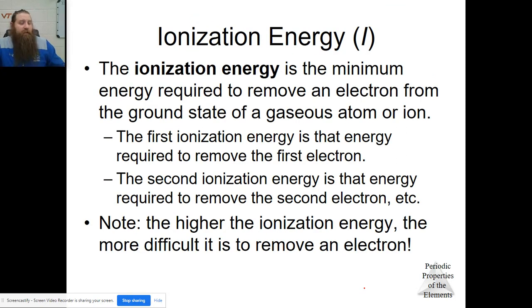The next term we're going to look at is ionization energy, which we usually just abbreviate as I, or I sub 1 for the first ionization energy. This is the minimum amount of energy required to remove an electron from the ground state when an atom is a gas. That is important. It's called the first ionization energy because that's the first electron. The second ionization energy is talking about the second electron. Any electron you want to remove, a third, a fourth, a fifth ionization energy, whatever it is. The higher the ionization energy, the more difficult it is to remove electrons.